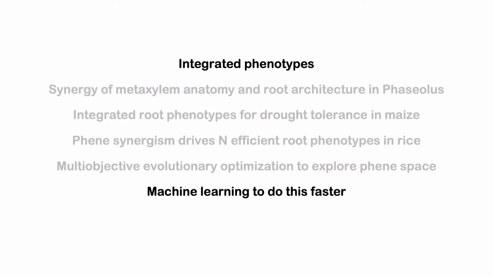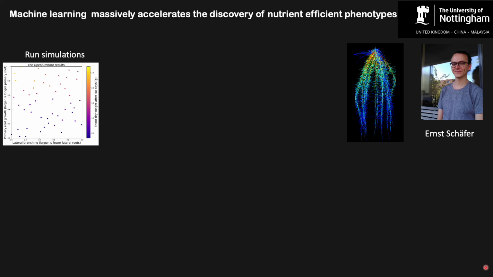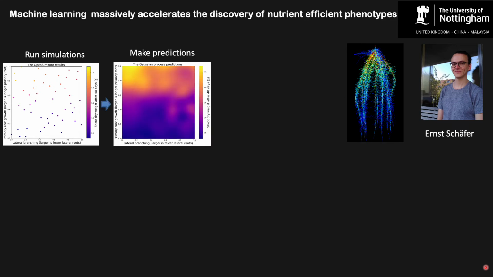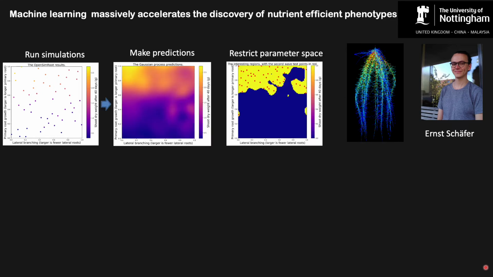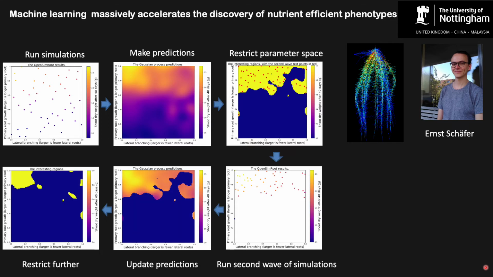Machine learning will enable us to do this faster. This research is led by Ernst Schaefer of the University of Nottingham. Ernst ran some simulations across a 17-dimensional parameter space, used machine learning to restrict the parameter space to the most favorable parts of the landscape, and repeated this iteratively.